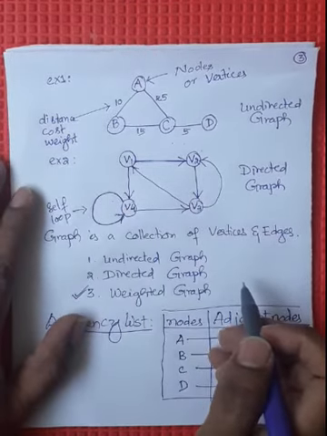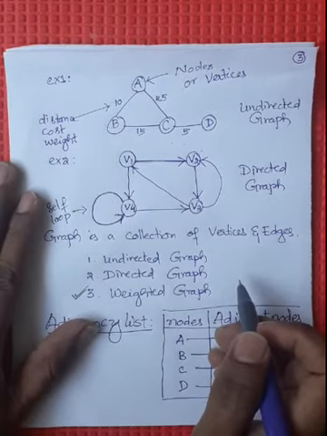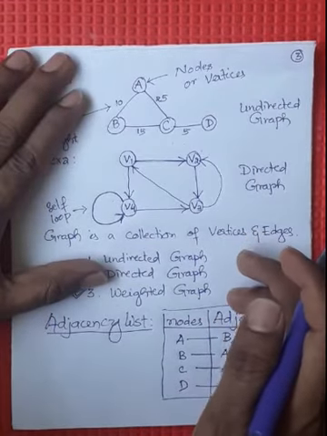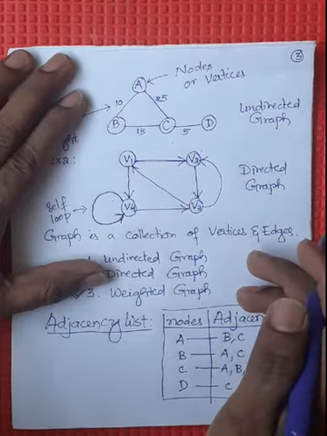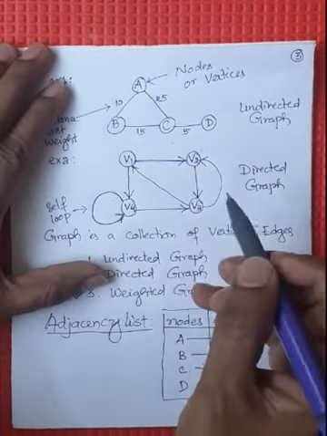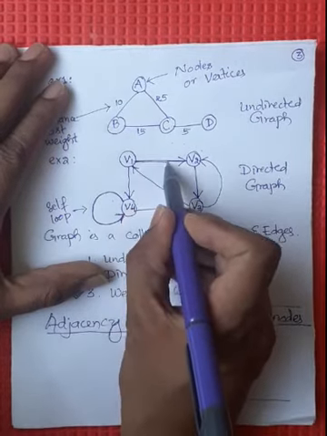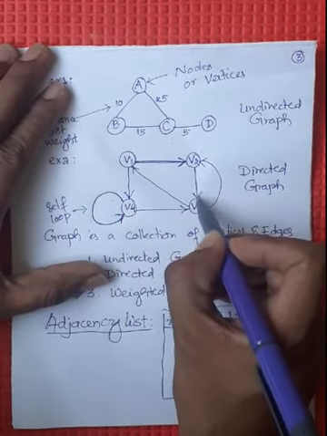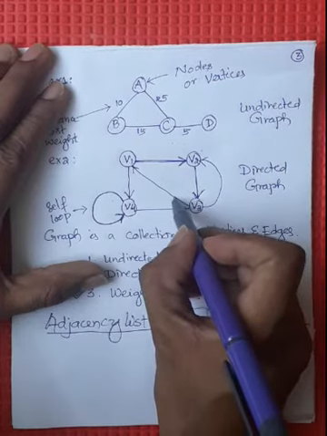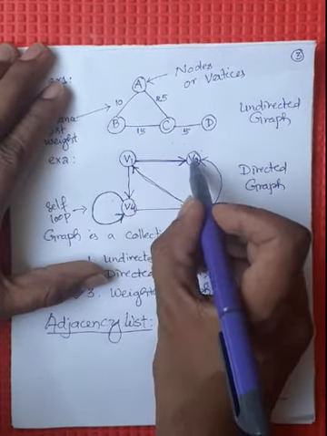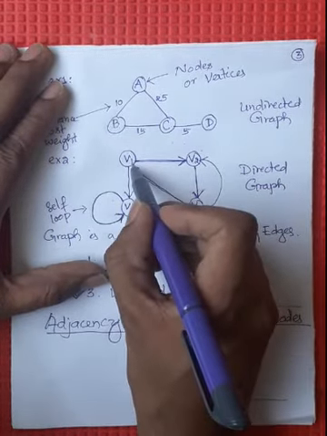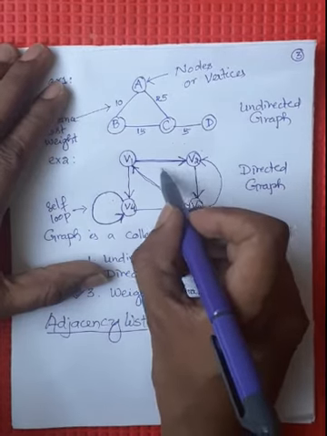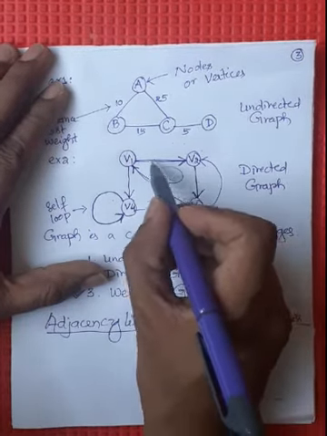Next point is cycle. Suppose you are starting from a particular node, maybe connecting multiple nodes, and you come back to the same place, then it is called a cycle. So in this graph you have some cycles. Let us say from V1 to V2 you can come, then V2 to V3, and from V3 again you are coming back to V1. Means by crossing multiple nodes, starting from V1, crossing V2, V3, you come back to V1 using these three edges. So this is a cycle.